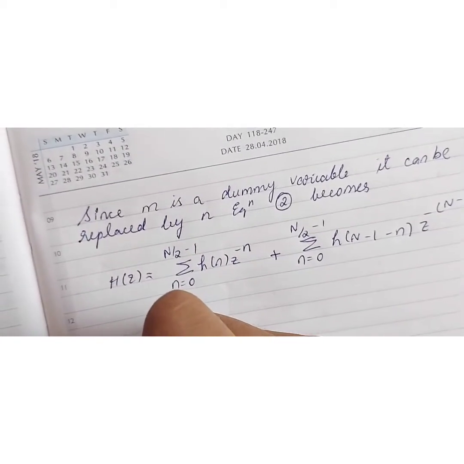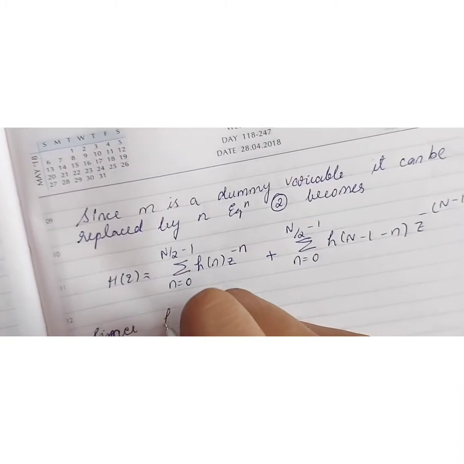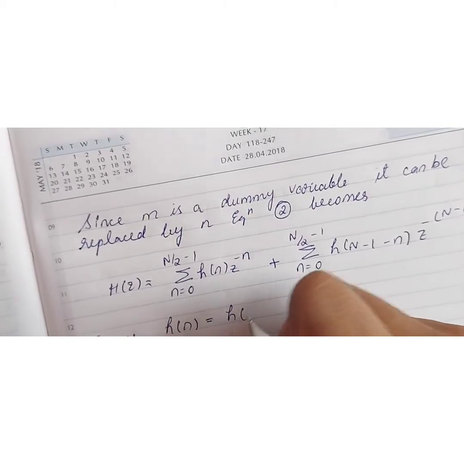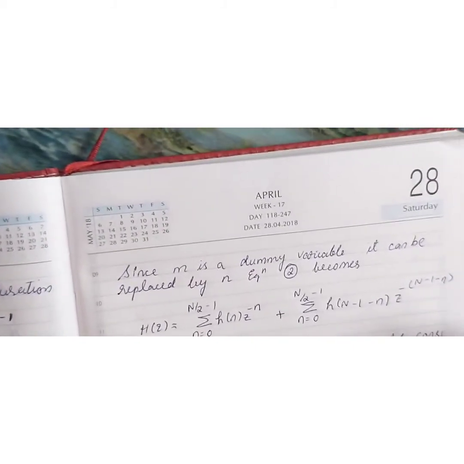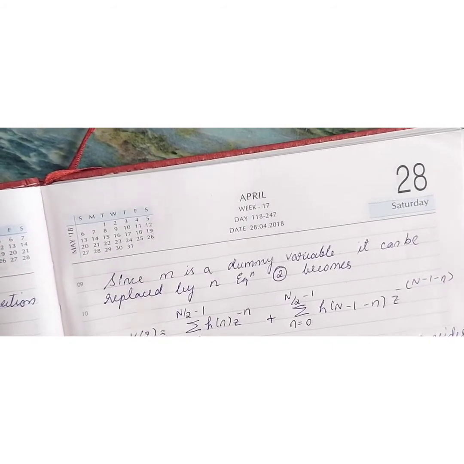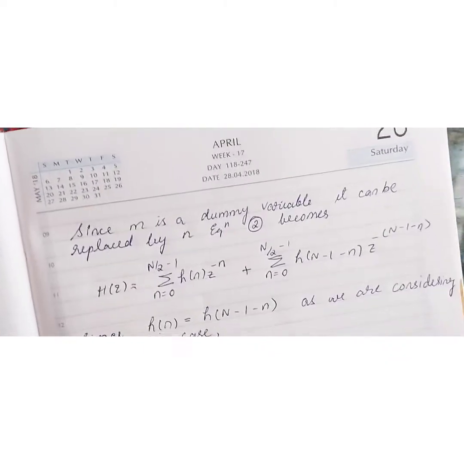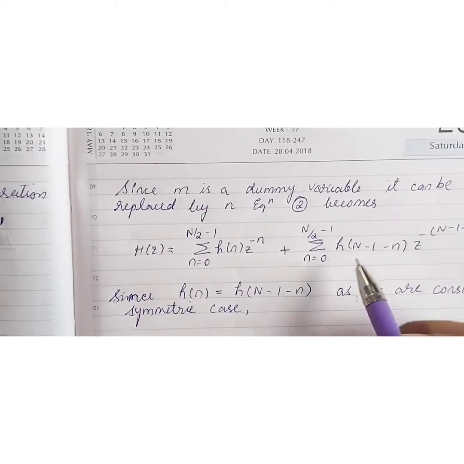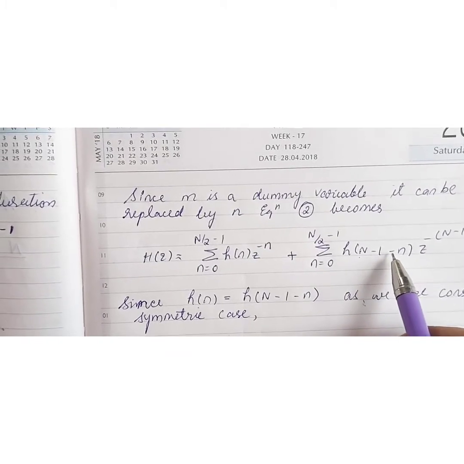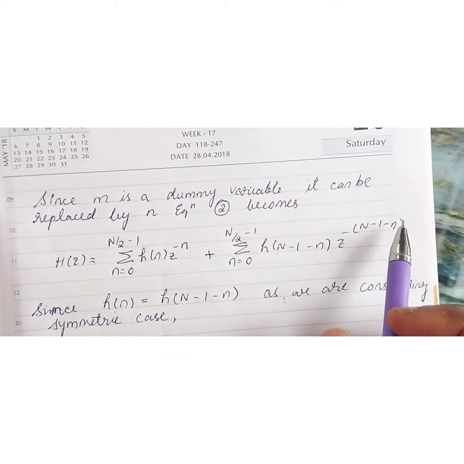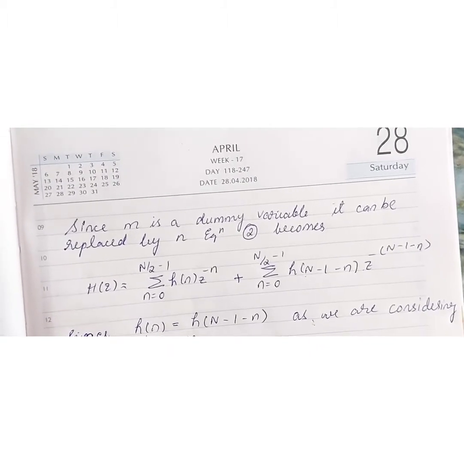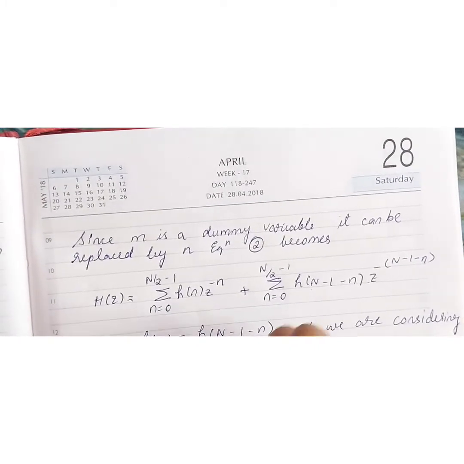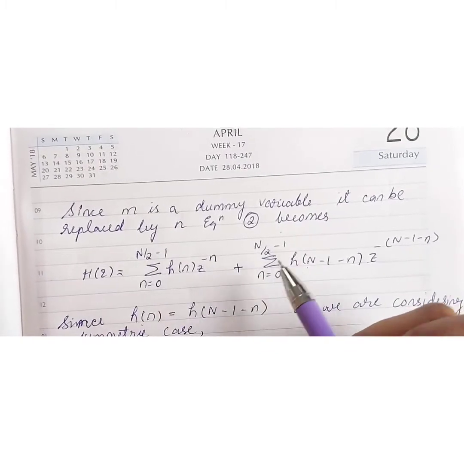Alright, so now since we are considering the symmetric case, since h of n is equal to h of N minus 1 minus n, as we are considering the symmetric case, what can we do? In this equation, I can replace h of N minus 1 minus n by h of n, but the z power will remain, right? You cannot replace your z power value. So your H of z becomes summation n equal to 0 to N by 2 minus 1. You can see now when you change the limits, both the values of the powers of the summation are the same.